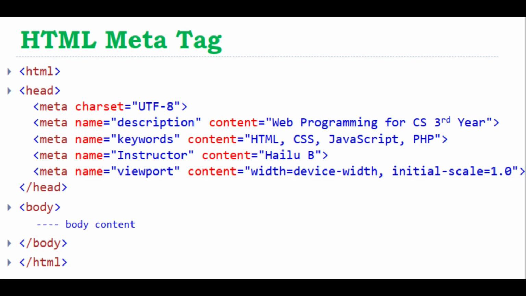HTML meta tag example: html, head, meta charset equals UTF-8, meta name equals description content equals web programming for CS third year, meta name equals keywords content equals HTML, CSS, JavaScript, PHP, meta name equals instructor, meta name equals viewport content equals width equals device width, initial scale equals 1.0, /head, body content, /body, /html.